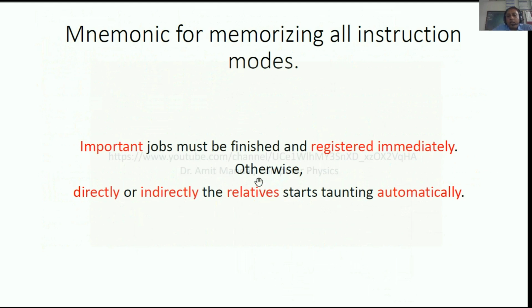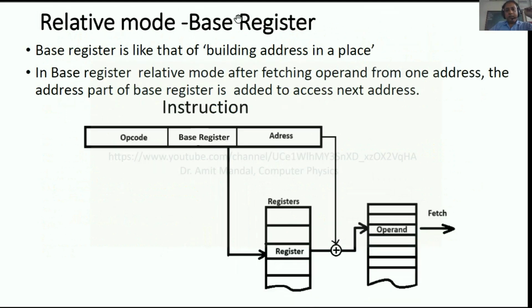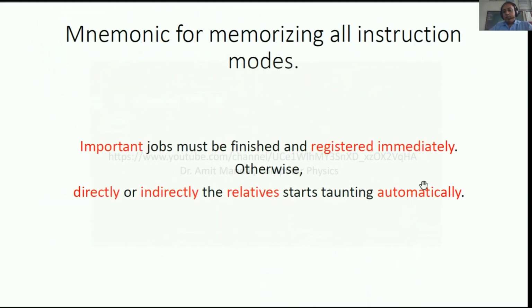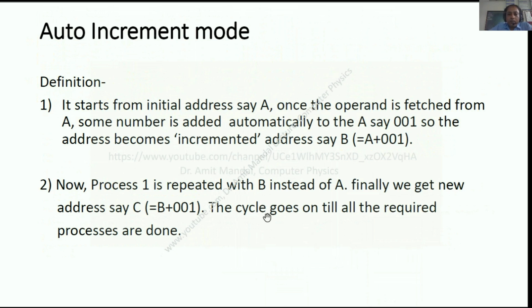Then relative. We have already learned there are three relative modes: PC relative, base register relative and index register relative. Automatically will recall the auto increment mode.